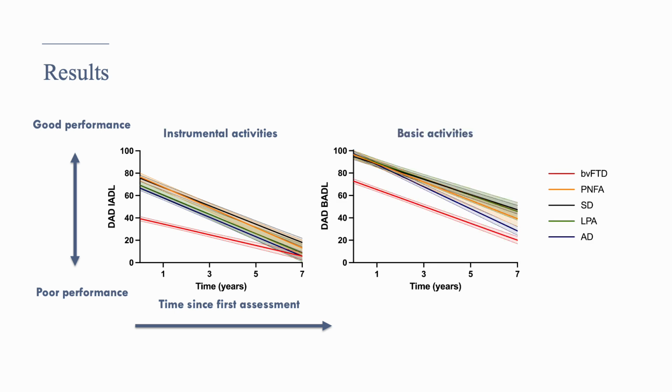For basic activities, the behavioural variant FTD group again experienced the greatest impairments at baseline compared to the other groups. Progression, that is, slope, for basic functional deficits over time, however, was variable across the groups and was most pronounced in the Alzheimer's disease group and least pronounced in the semantic dementia group. Overall, these findings corroborate reports of early and disproportionate deficits in all aspects of functional capacity in behavioural variant FTD compared to other forms of dementia.